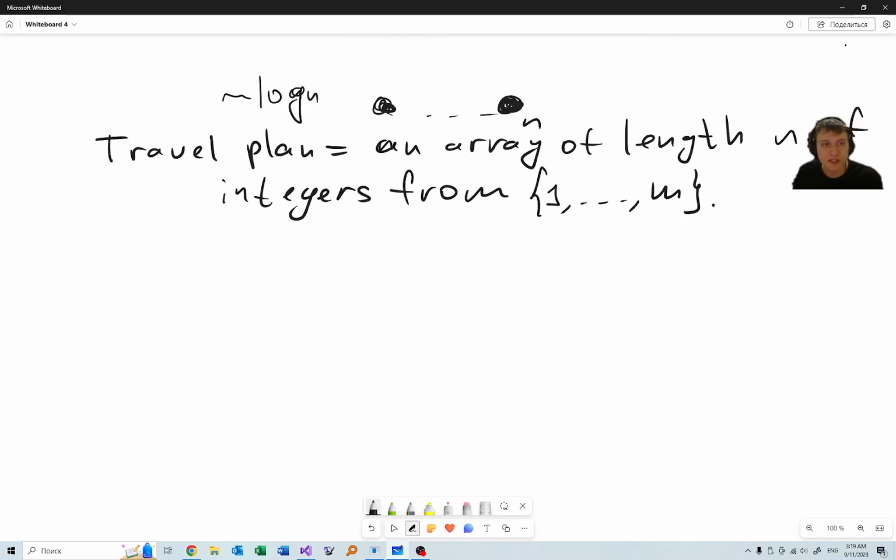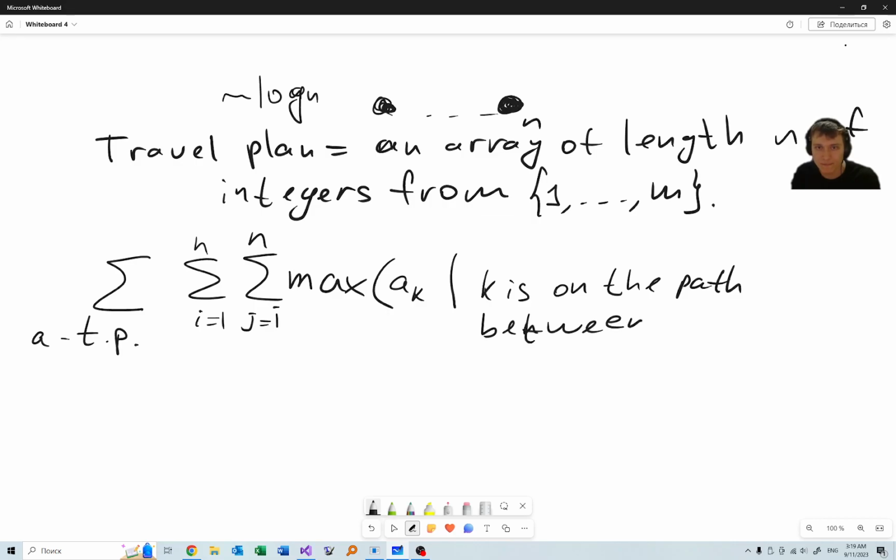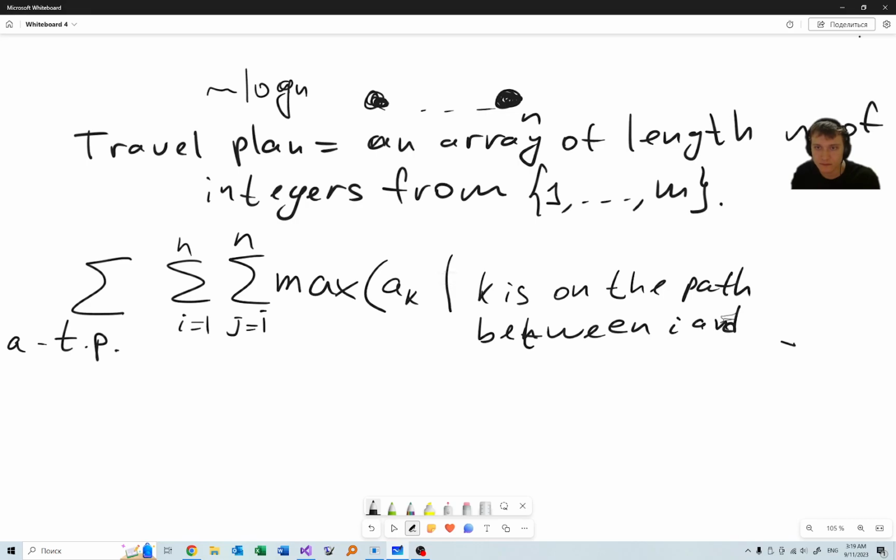And we need to find the following sum. Sum for all travel plans, then sum for all i from 1 to n, then sum for all j from i to n, and we consider the maximum of a_k, where k is on the path between i and j. So this is the thing that we need to calculate.